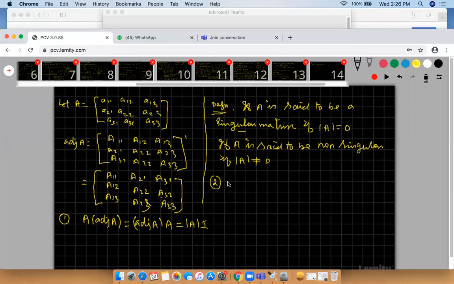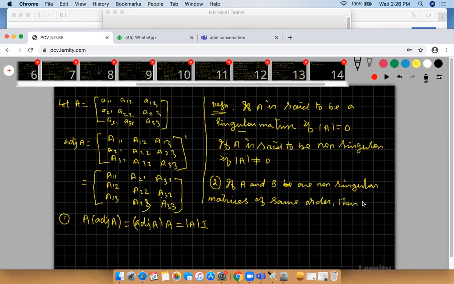The second result is: if A and B are two non-singular matrices of the same order, then AB, the product of two matrices, and BA are also non-singular and of the same order.